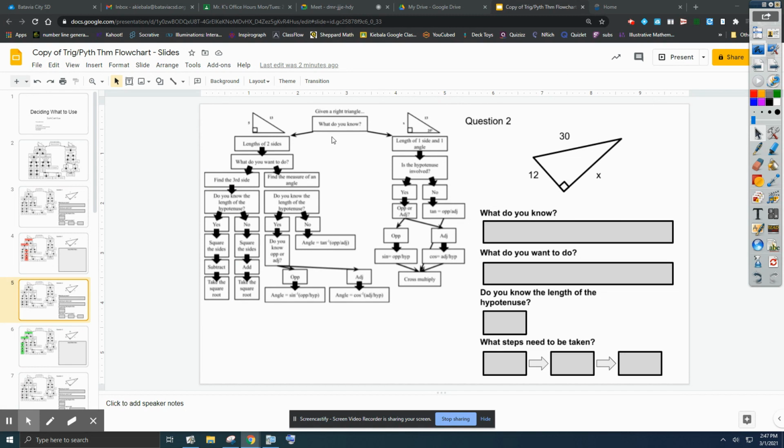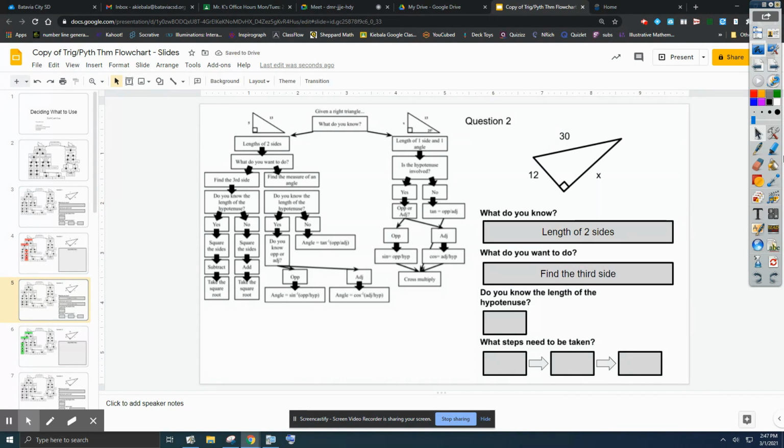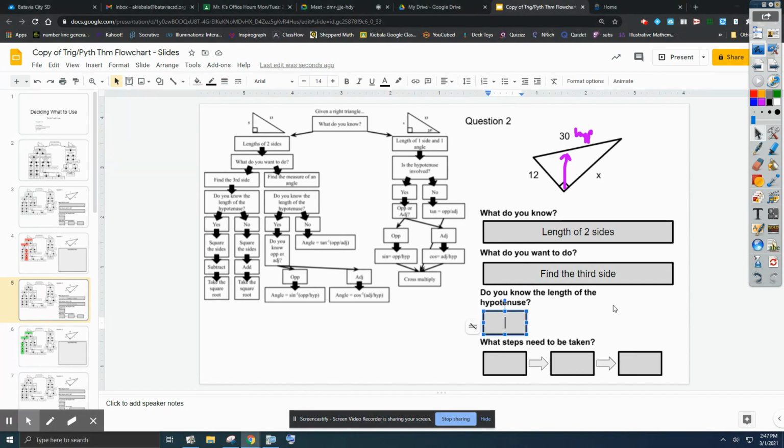All right, for question two, what do you know? Well, we know one of these sides is 30, one of these sides is 12, and this is x. So we know 2 out of the 3 sides. So what do you know? A length of 2 sides. What do you want to do? Well, because the x is over here, we want to find the third side. Do you know the length of the hypotenuse? So across from the 90 degree angle, yes, so this right here is the hypotenuse, and it's 30. So do we know? Yes.